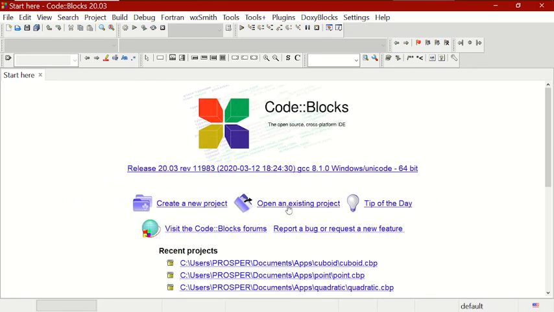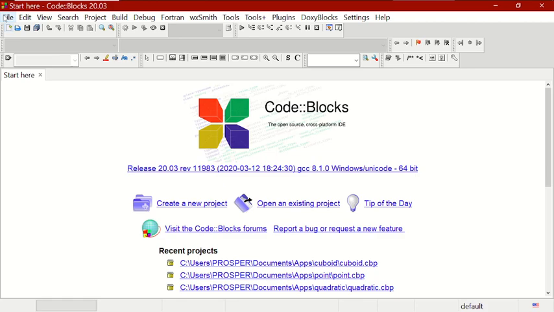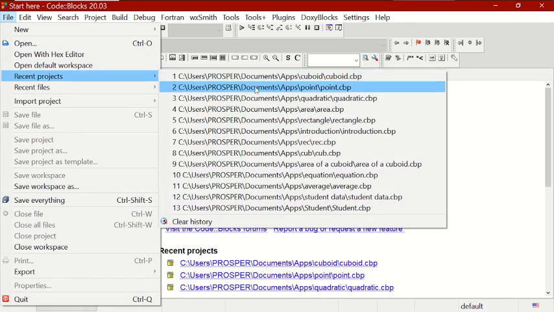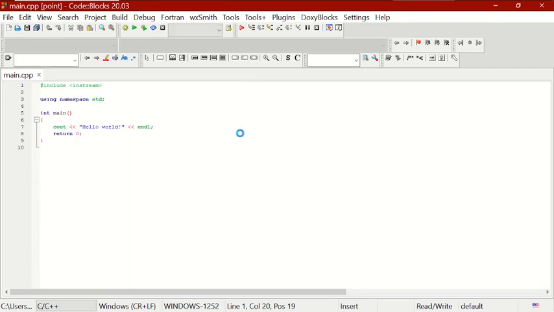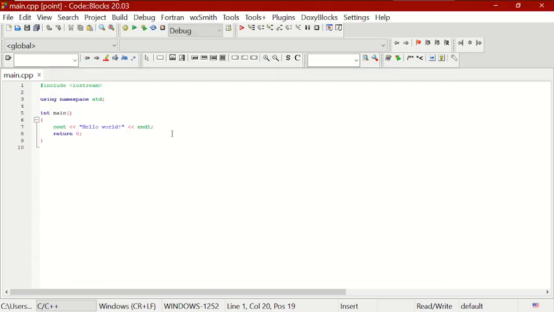So open an existing project, or from here we can also say file, recent projects, points. Okay, so let's build around this. Once it's run, we know that this one is working fine.